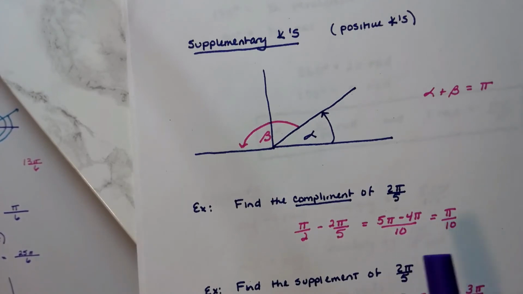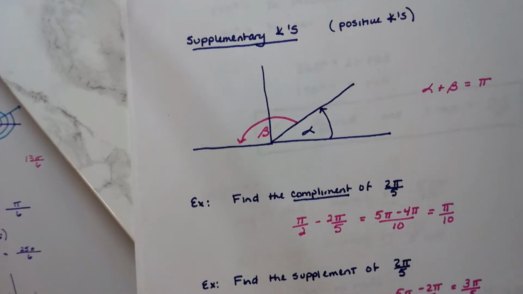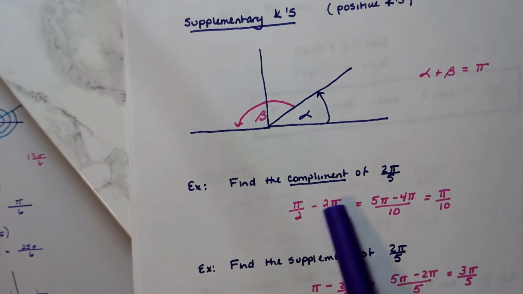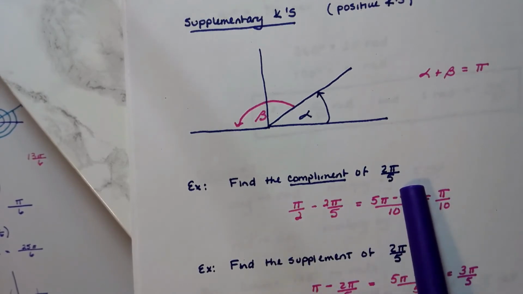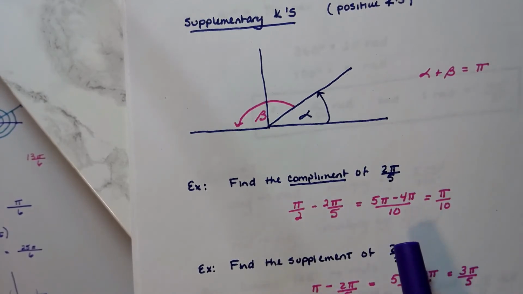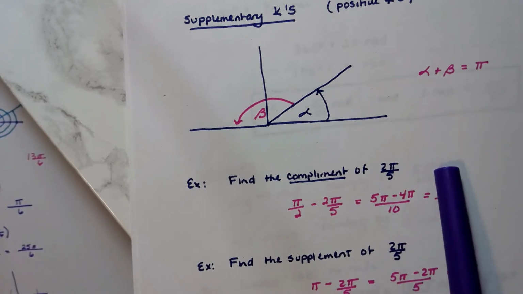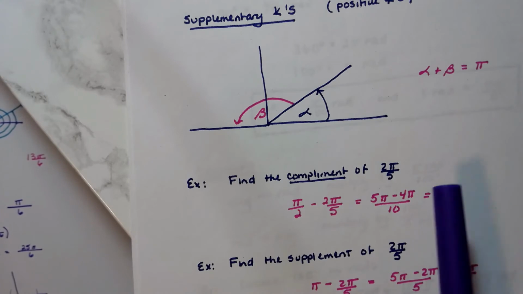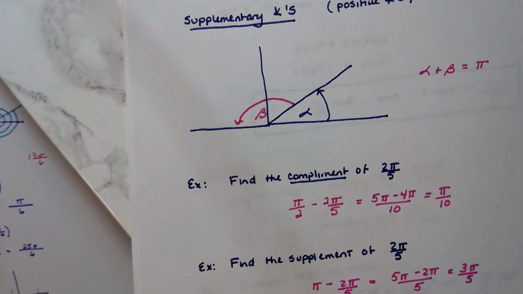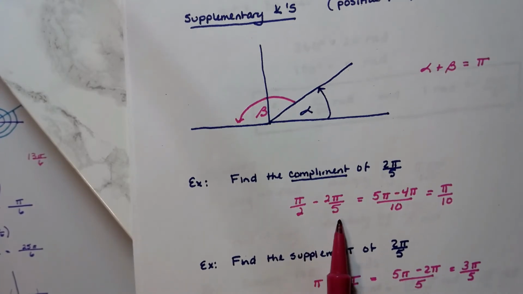Sometimes you're asked to find the complement or the supplement of an angle in radians. For example, this one says find the complement of 2 pi over 5. If I'm trying to find the complement, then I know that this plus some other angle has to equal pi over 2. So it makes sense to subtract what they're giving me from pi over 2. So that's what I did: pi over 2, 90 degrees, minus 2 pi over 5.